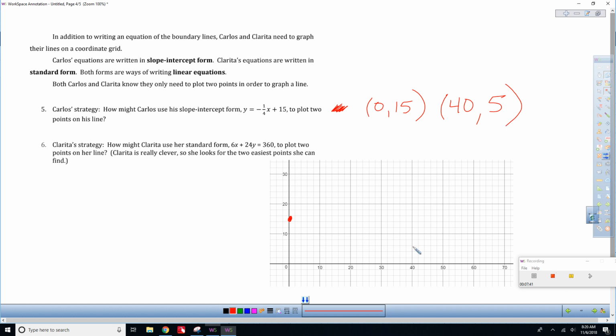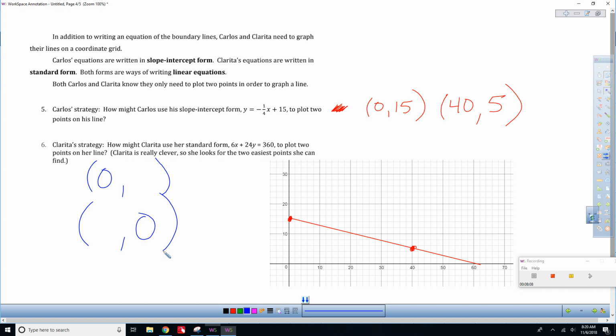Let's see. And then I could connect those 2 dots to form a line. Okay, so that would be the way I would do it in slope-intercept form. Now, if I wanted to do standard form, you always put in a 0 for x and a 0 for y and find the missing one.